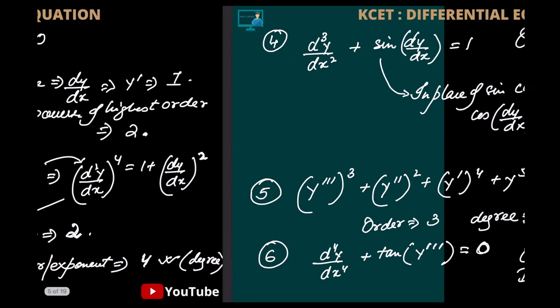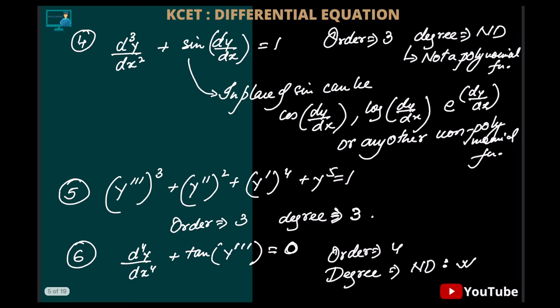Okay. Now coming to the next example. A lot of students can directly say, sir, we can see it is a third order derivative, correct? Sine of dy by dx. Now we can easily say the order is 3. Very easy. But what about degree?